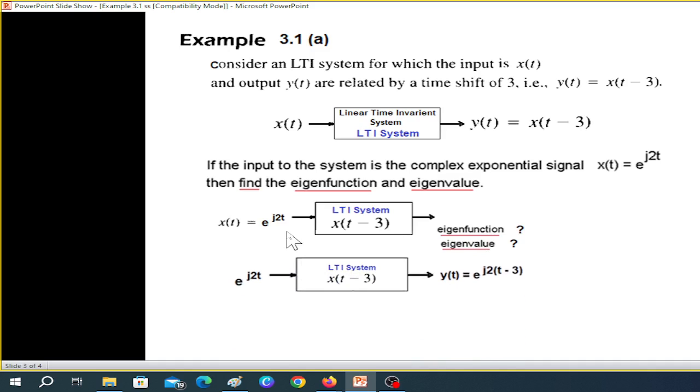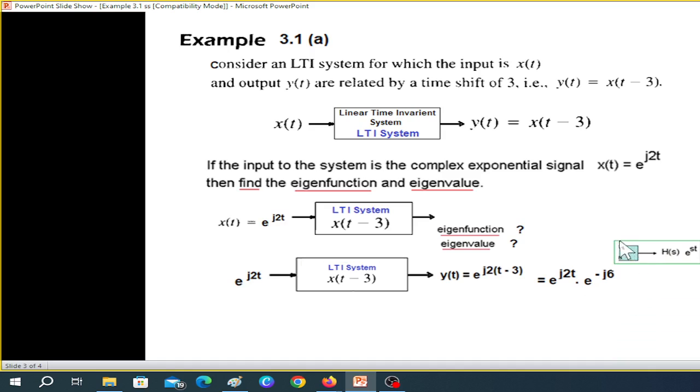So the first thing we'll do is just shift this t by t minus 3. So t is changed to t minus 3. And now we can separate this or write it in two parts, just like this. e^(j2t), first part, and the second part is e^(minus j6). Now minus j6 is j2 times minus 3, so minus j6. So these two are the terms that we are getting at the output.